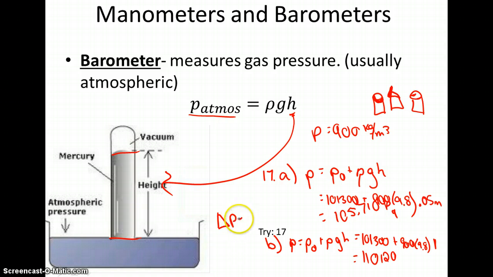And when I do the difference between the pressure at point B and the pressure at point A, right, the difference in the pressure is going to equal 4,410 pascals, which I can then get to atmospheres if I want.